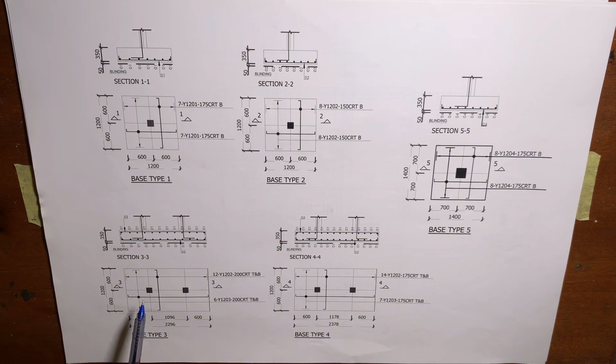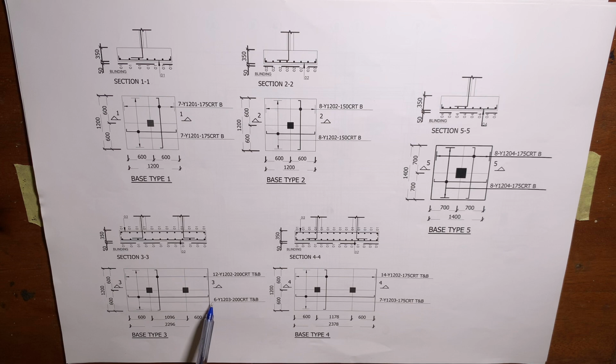Similarly, if you look at the horizontal bar, which is this one, the horizontal bar is longer than the vertical bar, because the length and the width of the column base are different. So now let's look at the reinforcement for the horizontal bar. This is the reinforcement for the horizontal bar, and look at the details. This is 6 Y12, this bar mark 3, 200 center to center, top and bottom.